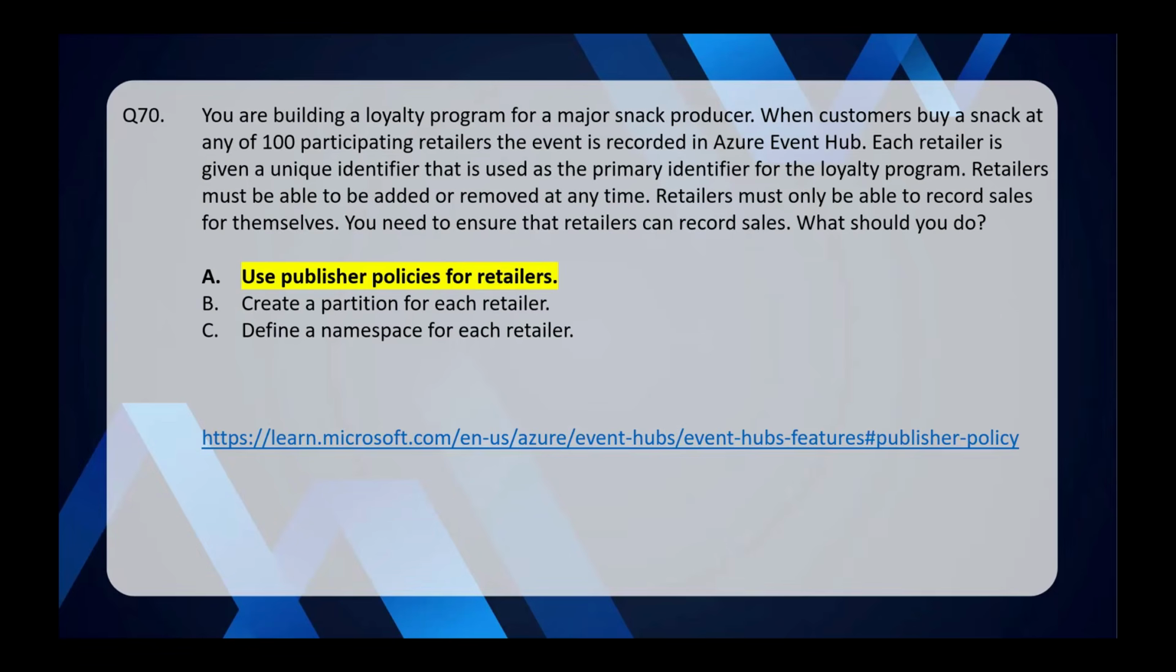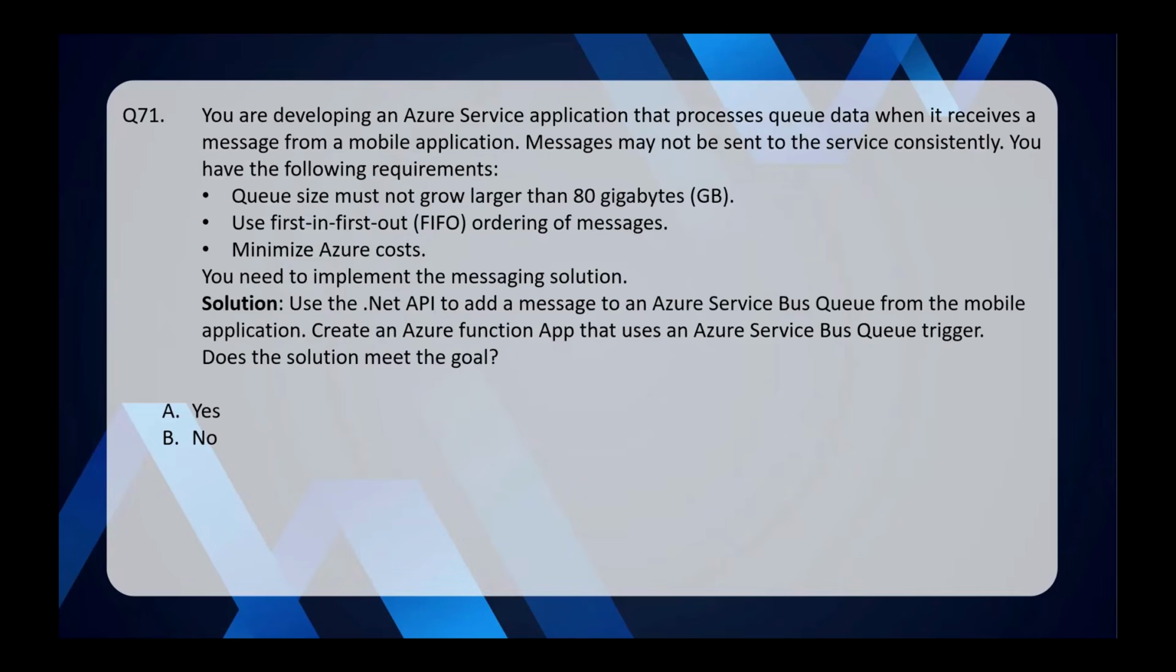Question number 71. You are developing an Azure service application that processes queue data when it receives a message from a mobile application. Messages may not be sent to the service consistently. You have the following requirements. Queue size must not grow larger than 80 gigabytes. Use first in, first out ordering of messages. Minimize Azure costs. You need to implement the messaging solution.